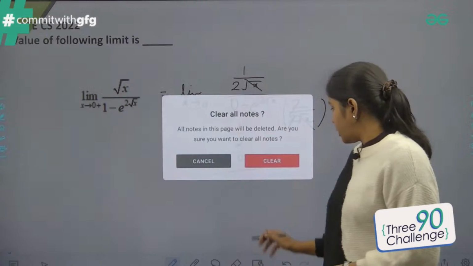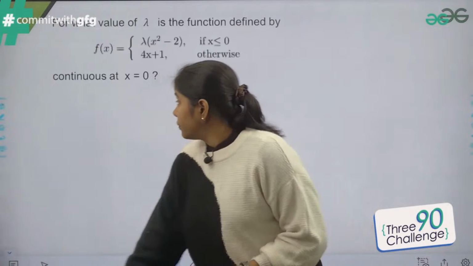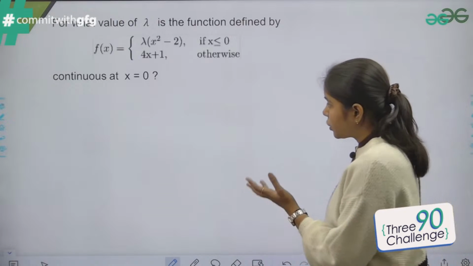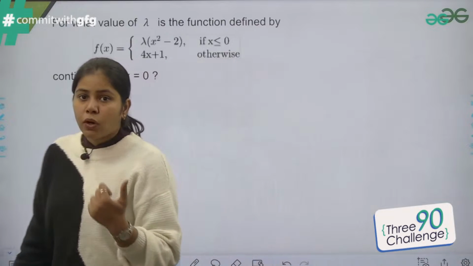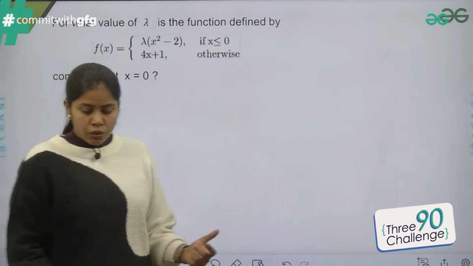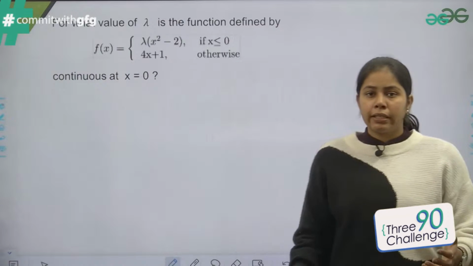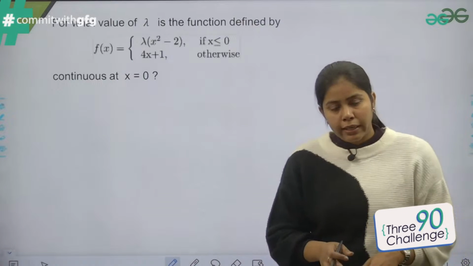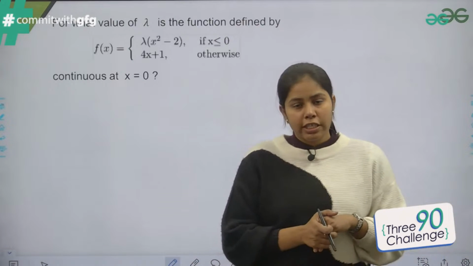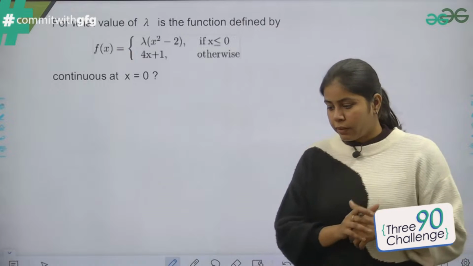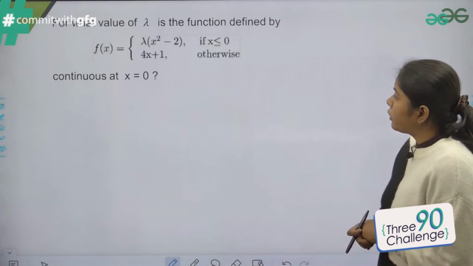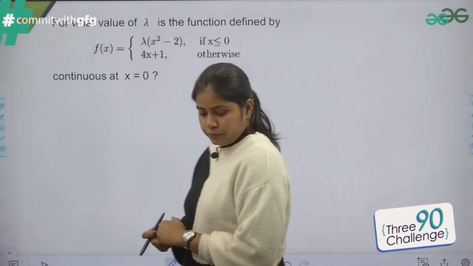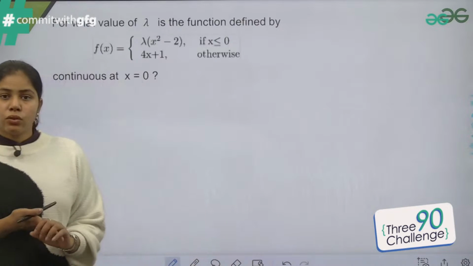Okay, so let's move forward. Yeah, this is a question. It says: for what value of lambda is the function defined by f(x) continuous at x equals 0? So what is the definition of continuity? That is left hand limit equals right hand limit equals the function's value at that particular point, right? So we have to use that to find out a value for lambda. So let's do that.